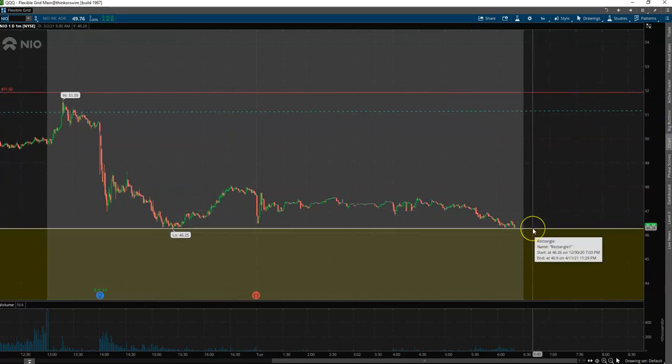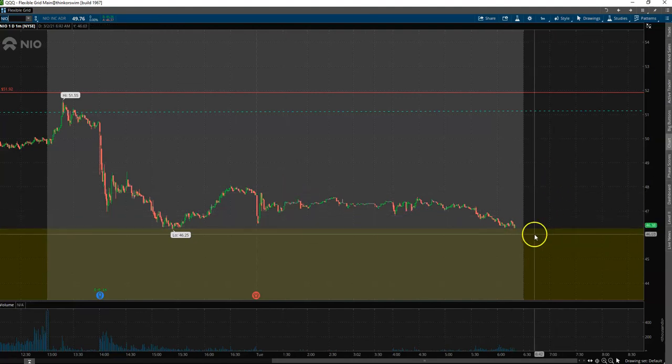If this does hold up here at this 46 and we start pushing out of the open, just look for a nice push up towards 49. I think this weakness is going to get bought up today.